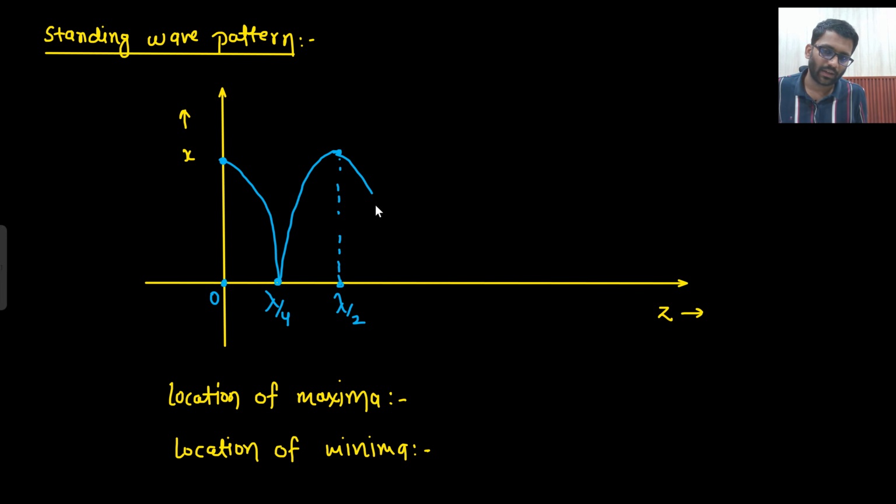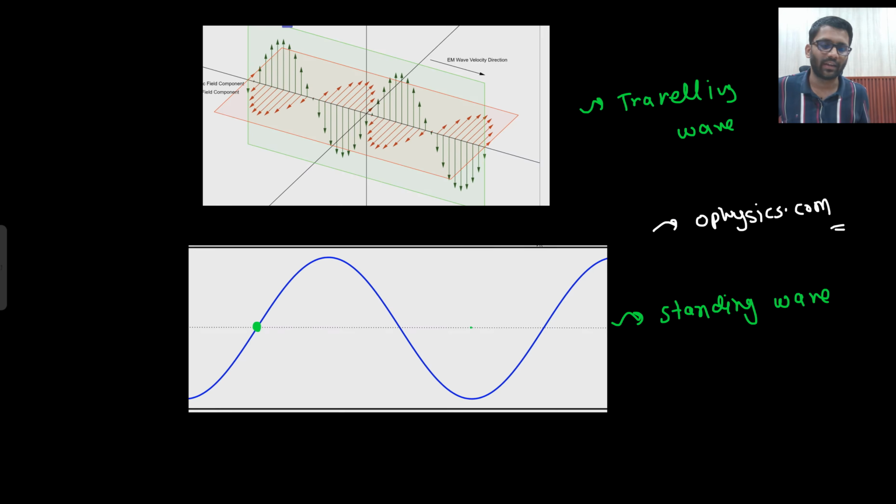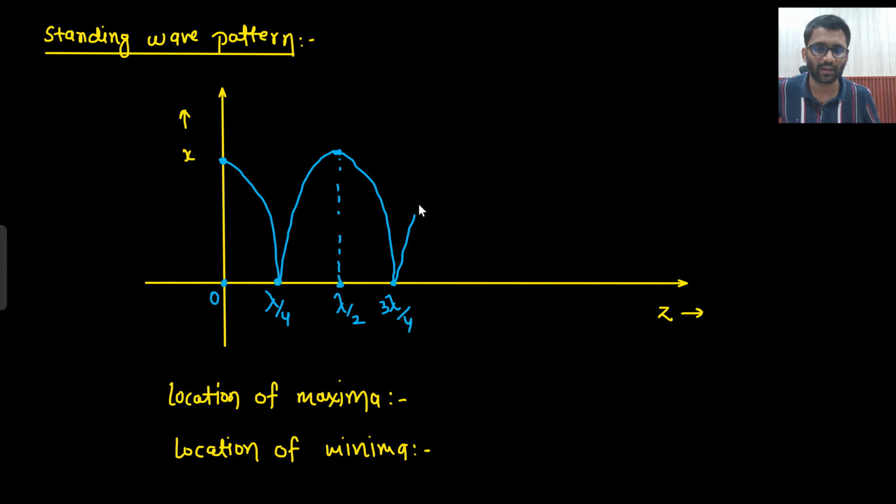Then again it is going down. This is your 3 lambda by 4. At 3 lambda by 4, again you are 0. Then again it goes up, again it goes down. So this is how you draw a standing wave pattern. This is how you keep on drawing a standing wave pattern.